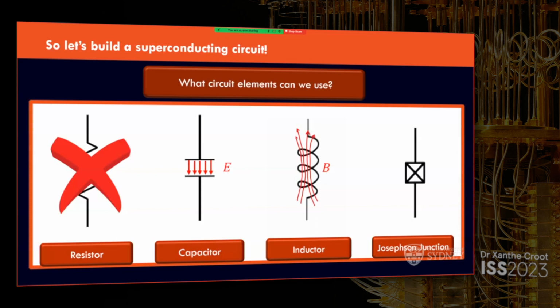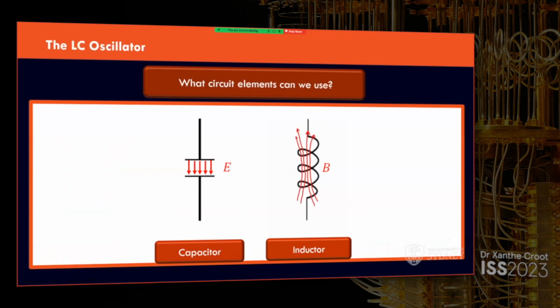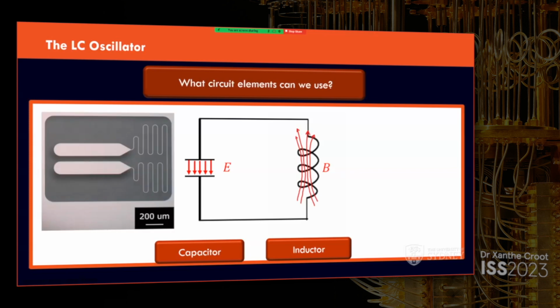Okay, but for now, let's try and make the simplest superconducting circuit that we can in order to build a qubit. So I'm going to pick the capacitor and the inductor to build my hopeful superconducting qubit. And so perhaps one of the simplest things I can do is just connect them so that they're in a loop or in parallel with each other. And what that looks like from the fabrication perspective is just this here.